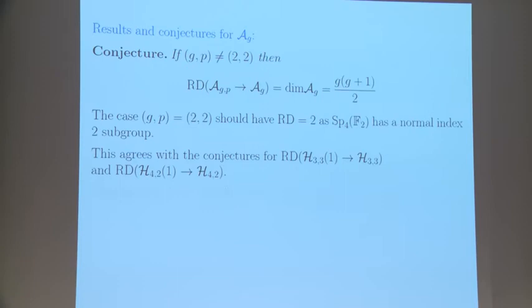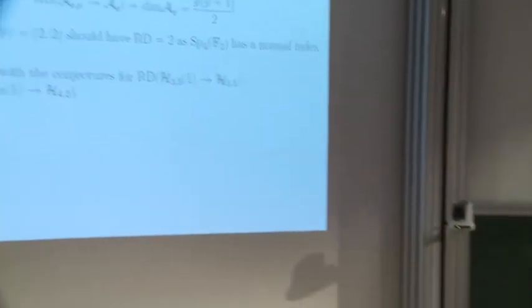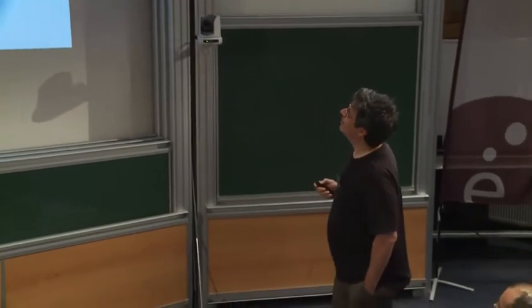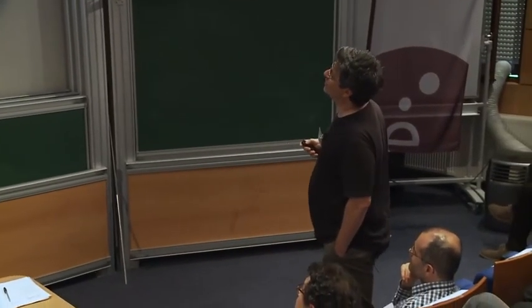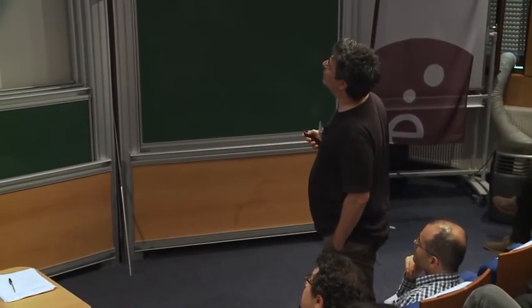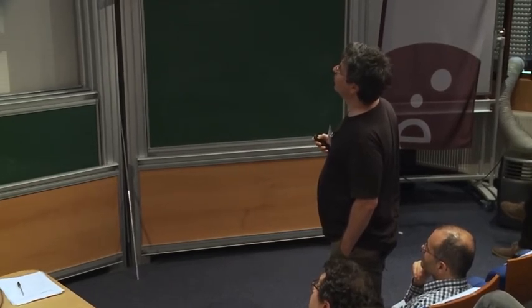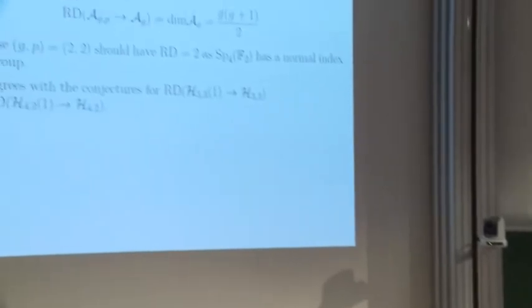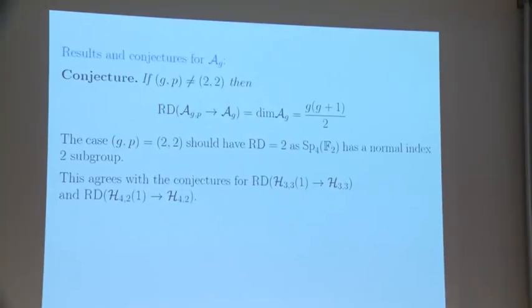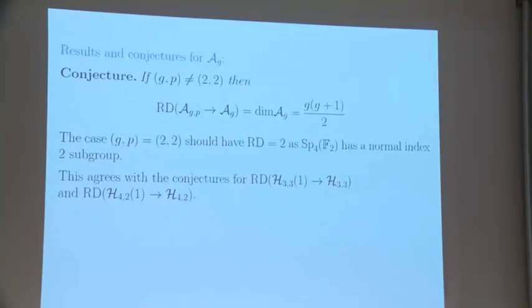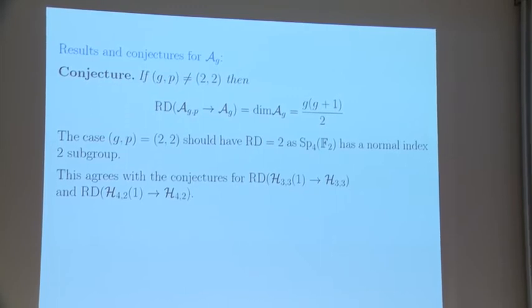SP2 of F2 also has a normal subgroup of index 2. SP4, yeah, I guess, but you don't want to exclude SP4. Let's see, if G is 1, I get 1. So that seems to be correct. It can't be any smaller than that.